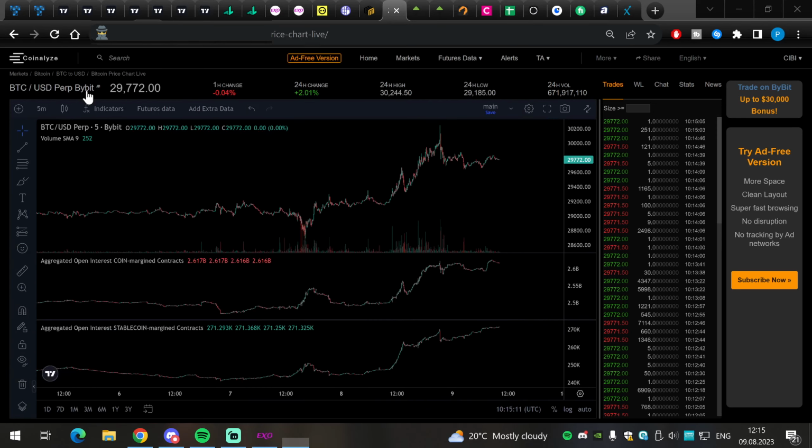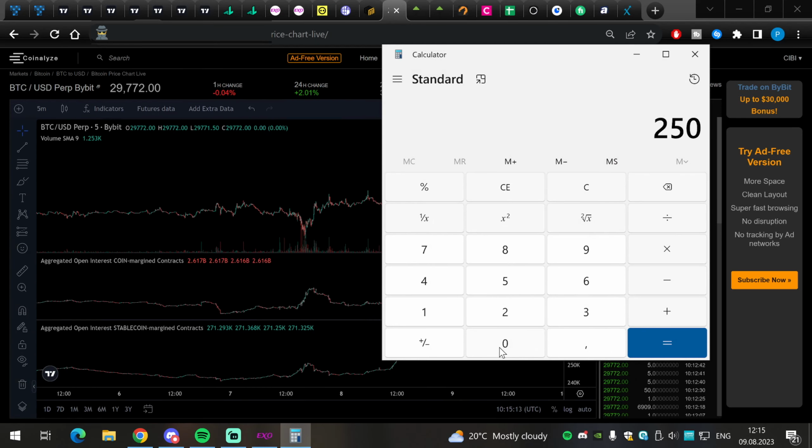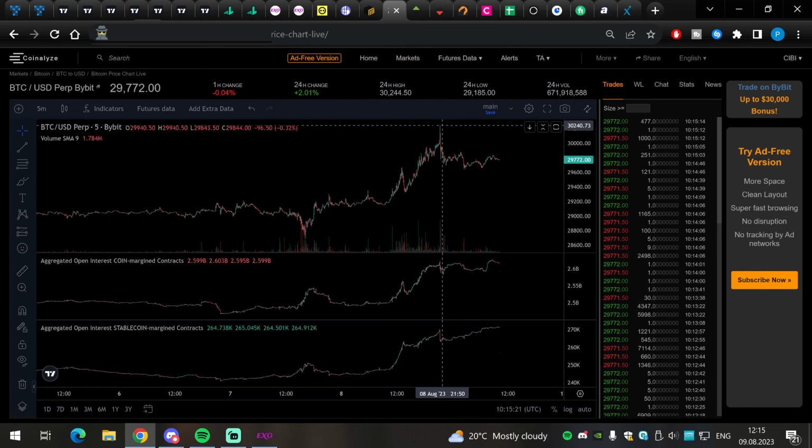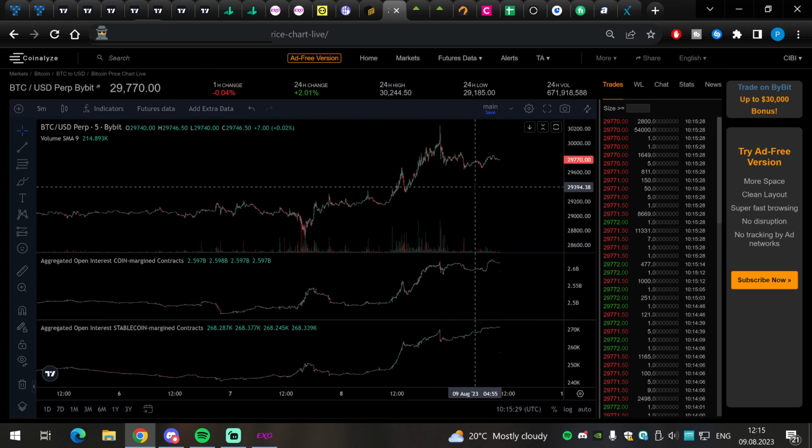If you go to the calculator, it's 25,000 Bitcoin multiplied by the Bitcoin price, so 750 million in open interest positions. It's a pretty small area on Bitcoin, just a $1,000 range. Tomorrow we have CPI, so there is potential that if we get a hot CPI, the results will be higher.